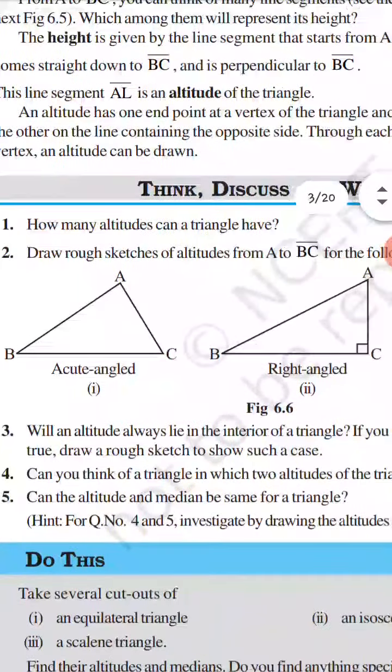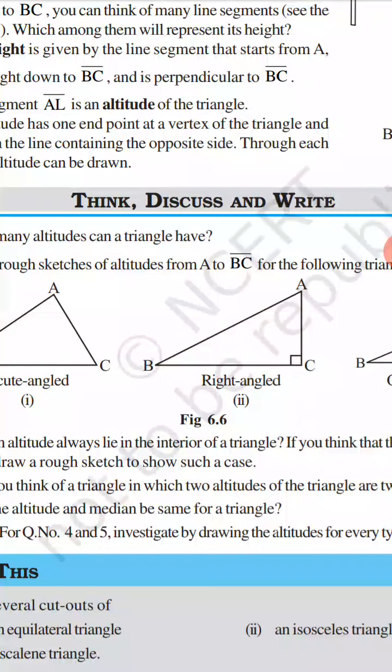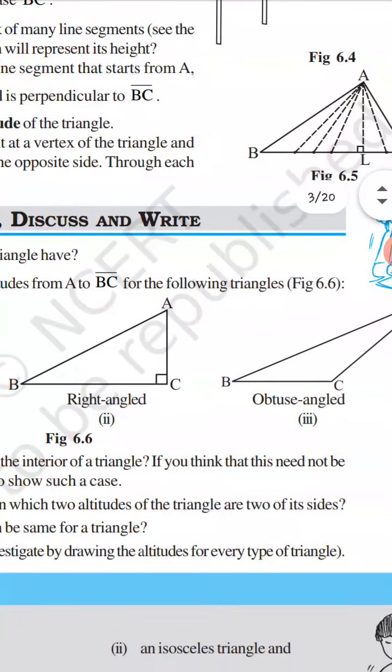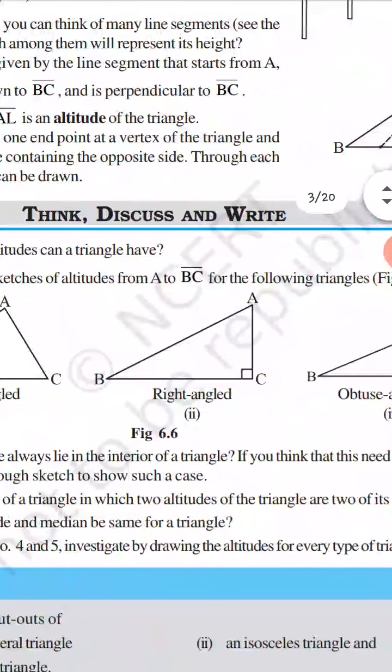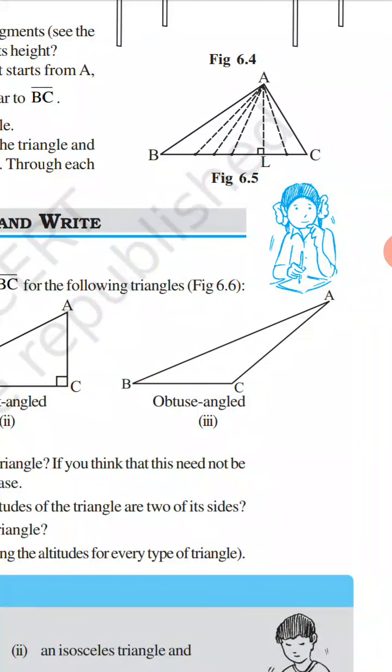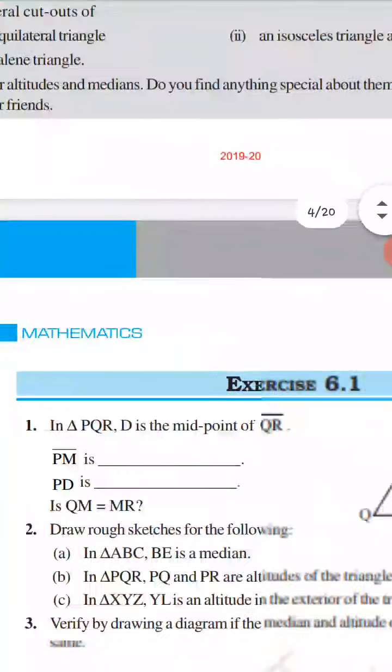Now the question is, draw a rough sketch of the altitude from A to BC for the following triangles. Here you can draw an acute angle triangle with the altitude from A to BC. In a right angle triangle, AC is the perpendicular or altitude; side AC becomes the altitude because it is 90 degrees. And for an obtuse triangle, you have to draw a perpendicular on side BC produced, so the altitude will be outside the triangle.